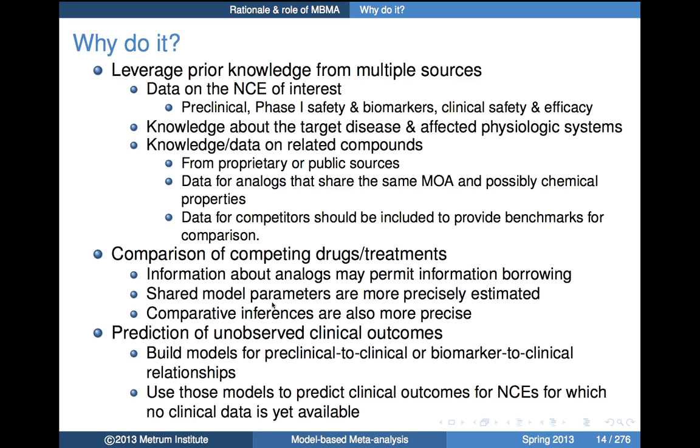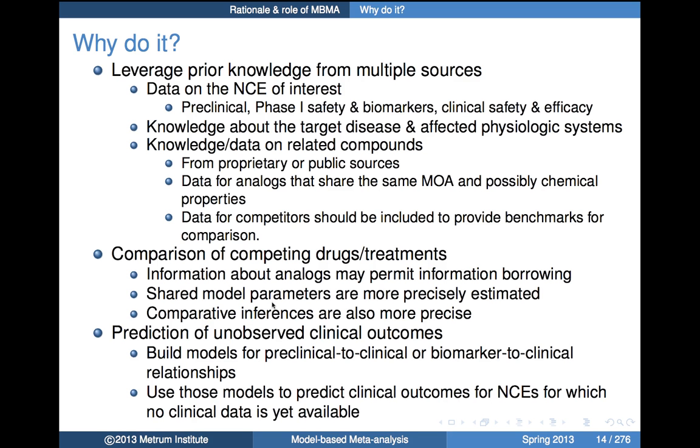And importantly, you want to draw on knowledge and data about related compounds. And this could come from proprietary or public sources. It may be data relating to analogs that share the same mechanism of action and perhaps some chemical properties as the NCE of interest. Also, you generally want to bring in data for competitors, because that data may serve as benchmarks for comparison.